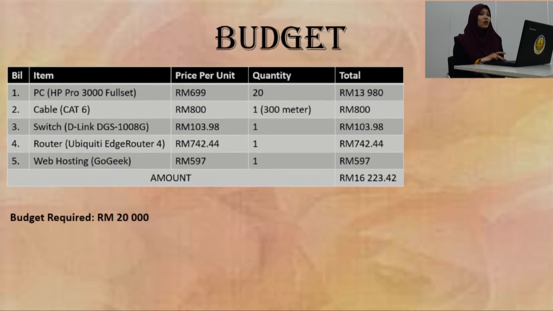So the total amount of all of these items is 16,223 ringgit and 42 cents, which is lower than our budget because our required budget is 20,000. So we managed to provide all the requirements below the budget.